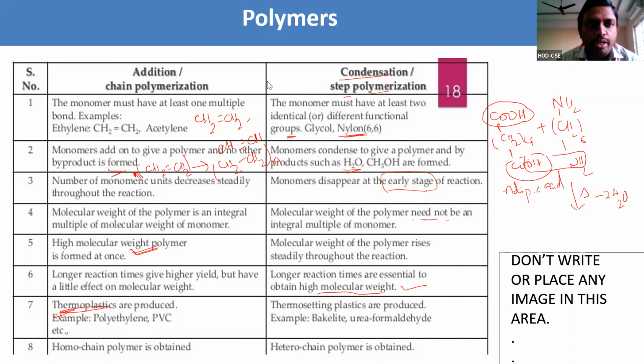Okay, these are the differences between addition polymerization and condensation polymerization. In the exam they may ask for the differences between addition polymerization and condensation polymerization. Addition is called chain polymerization, and condensation is step polymerization. If you have any doubt, you can ask.